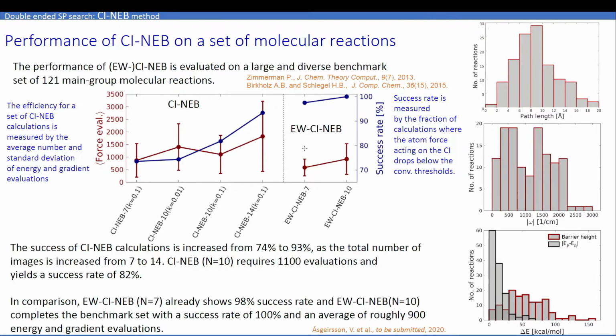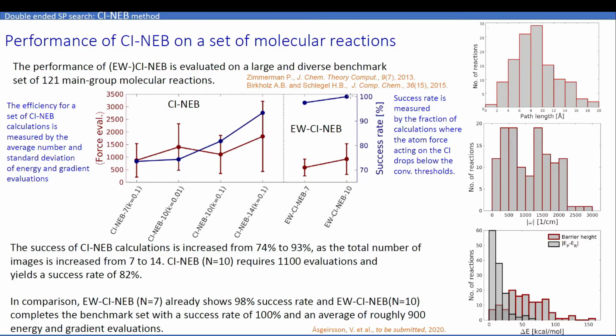You can notice that by increasing the number of images from 7 to 14, the success rate of standard clamping image NEB increases from 74% to 93%, while already for 7 image energy-weighted clamping image NEB calculations, the success rate is 98%, and for the 10 image set, the success rate is found to be 100%.